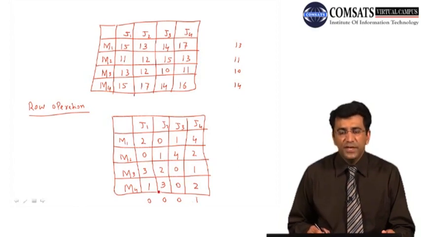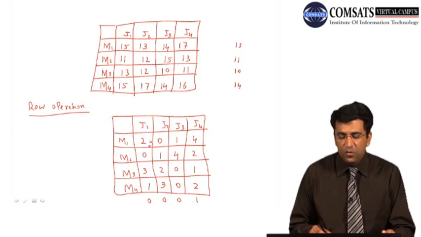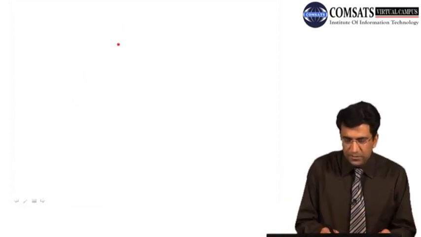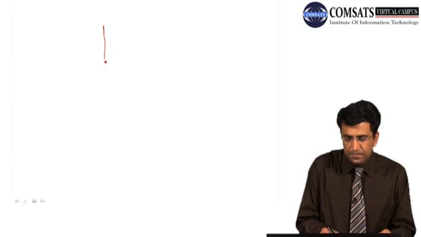So what we will do in the next step, we will subtract all these minimum values from each number in a particular column. So this is the column operation. We will do this operation column wise. So class, let me redraw this table again.